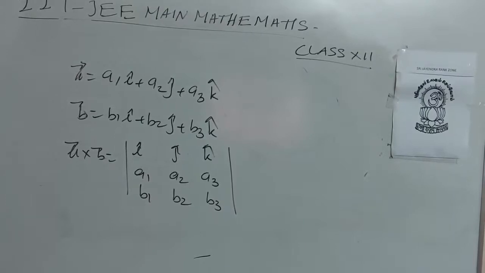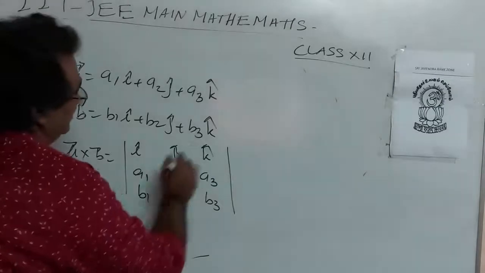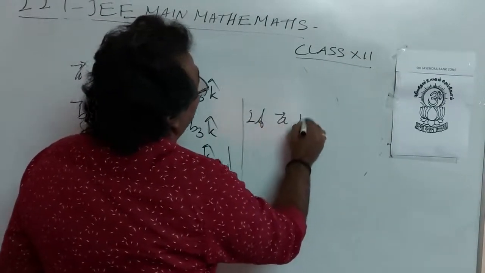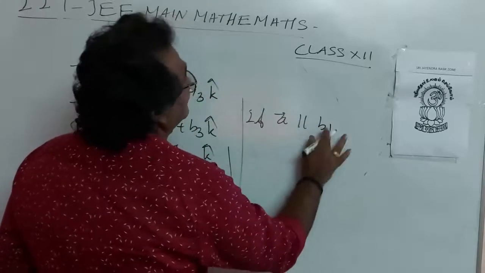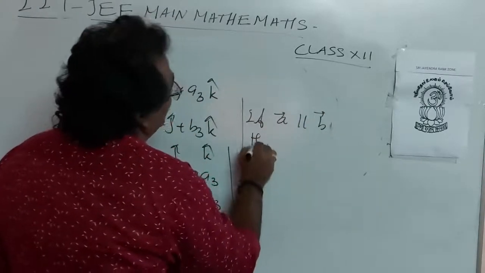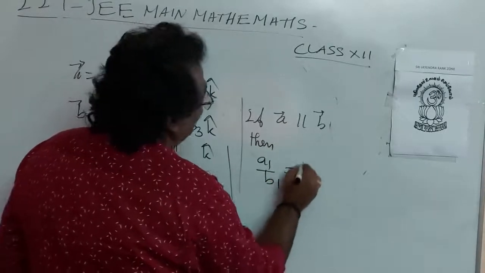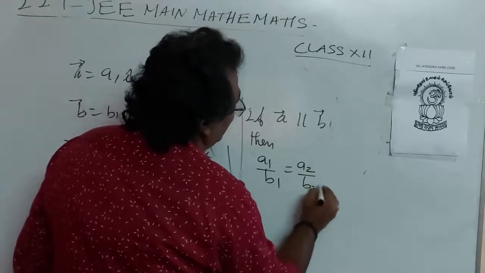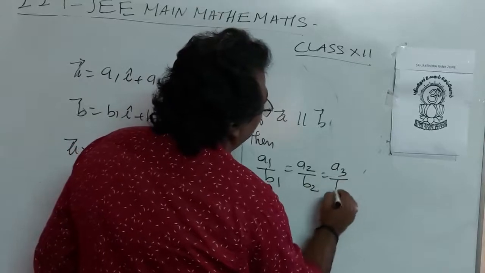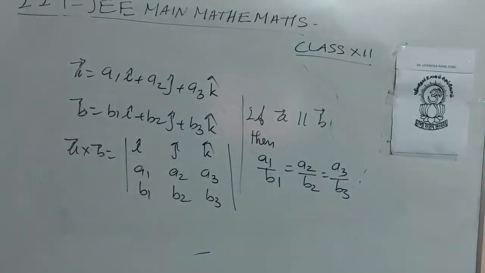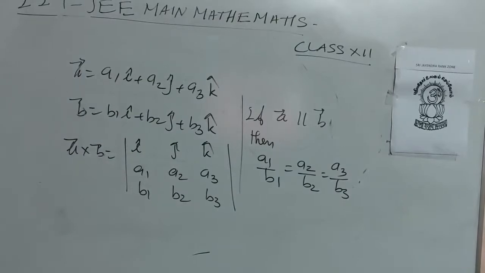If A vector is parallel to B vector, then A1 by B1 equal to A2 by B2 equal to A3 by B3.